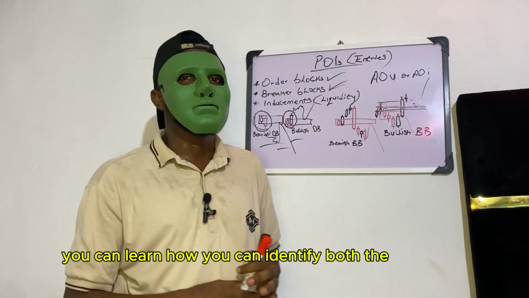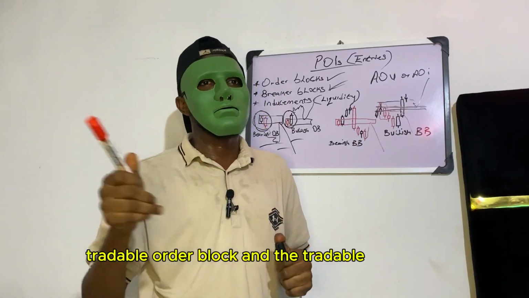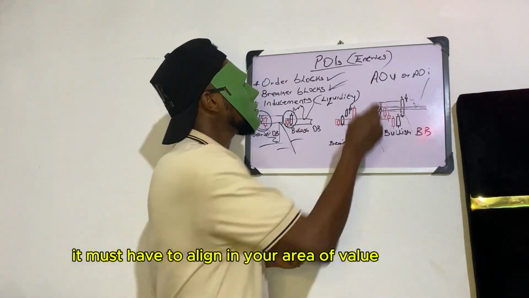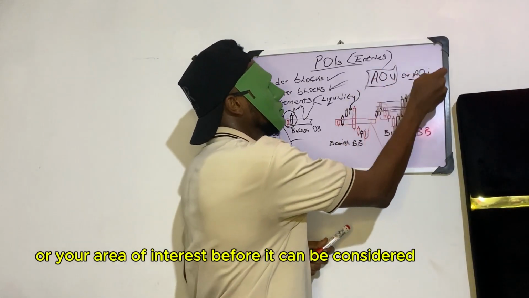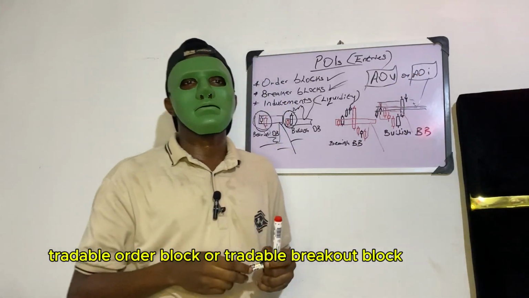Then in the next video, you can learn how to identify both the tradable order block and the tradable breaker block in a well-positioned way. Like I said, it must align in your area of value or area of interest before it can be considered a tradable order block or tradable breaker block.